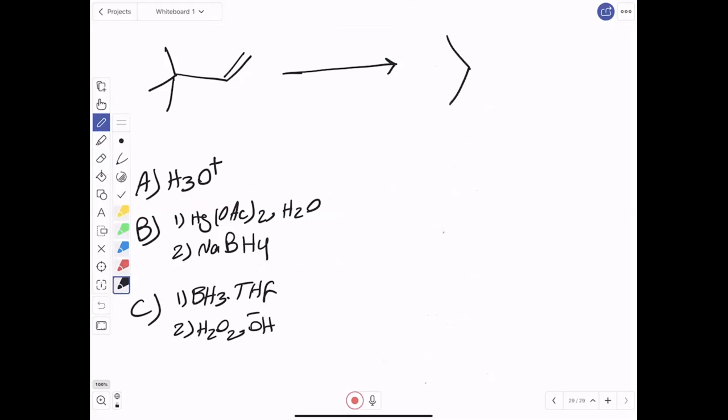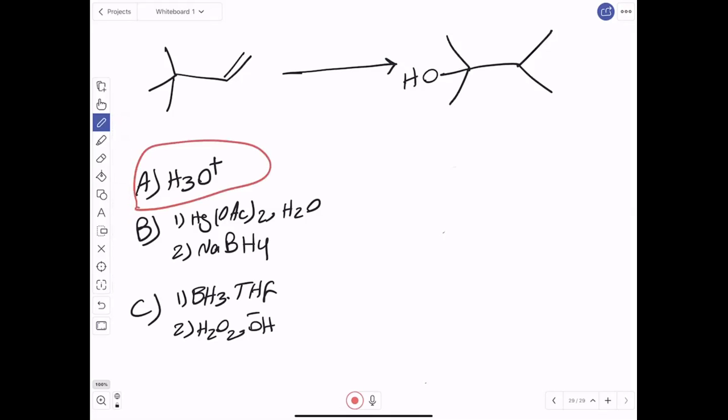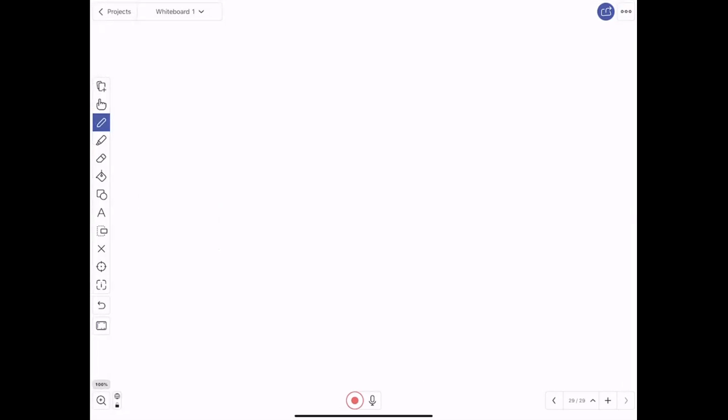Give the reagents. Now, since we want the rearrangement, the answer will be A. Good. Question?